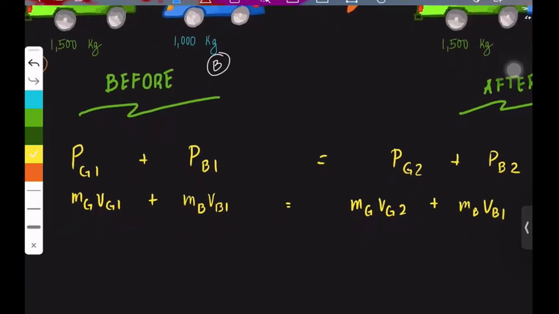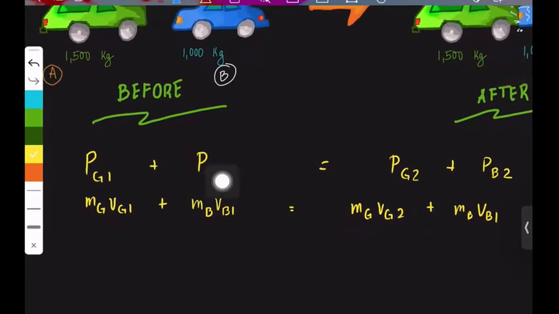VB2. Okay, so let's have a quick recap. mg is the mass of the green car, vg1 is the velocity of the green car before the collision, plus mb, the mass of the blue car, times vb1, the velocity of the blue car before the collision, is equal to mg vg2, the velocity of the green car after the collision, plus mb vb2. This is the velocity of the blue car after the collision.